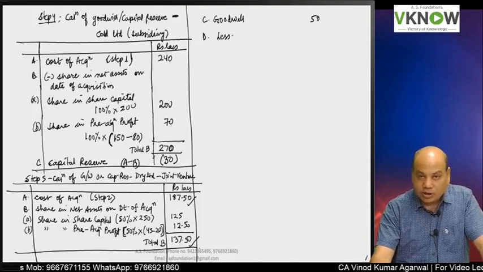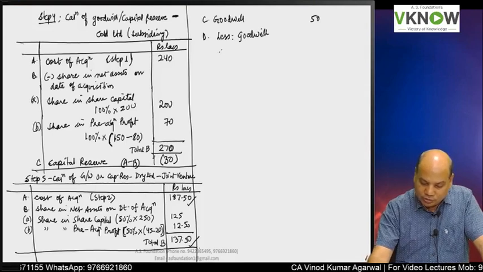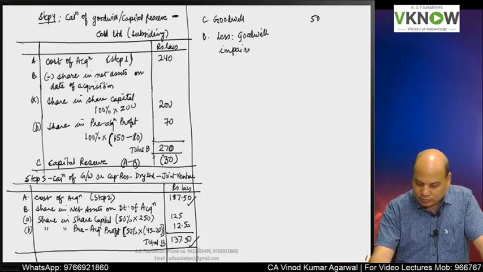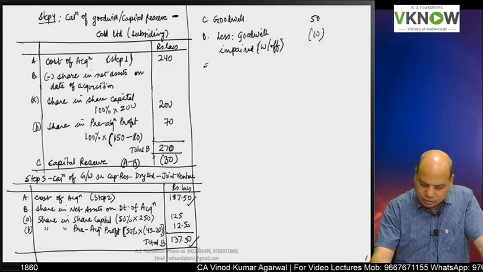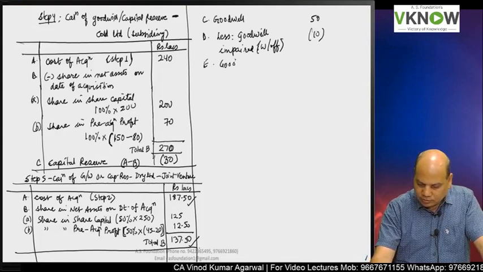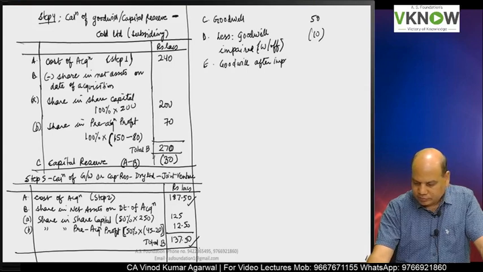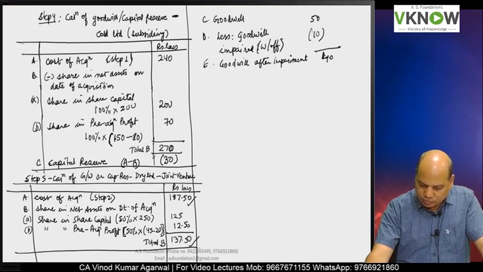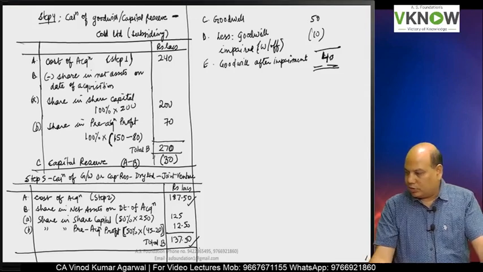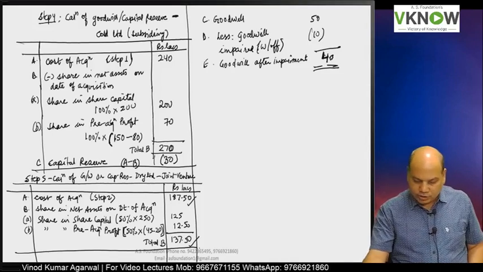But there is one adjustment in the problem. Goodwill will be impaired by 10 lakh, less goodwill impaired. Impaired means written off by 10. Therefore, goodwill after impairment will be 40.